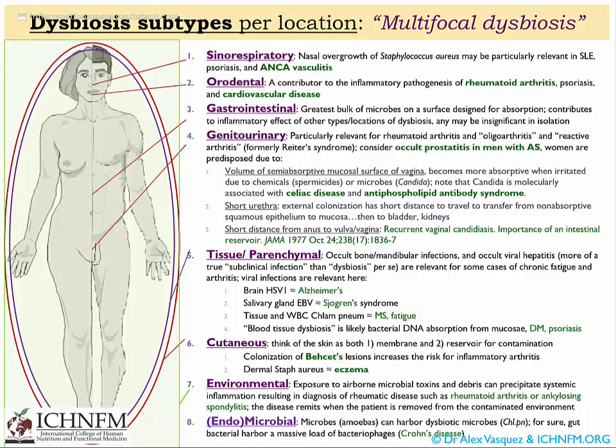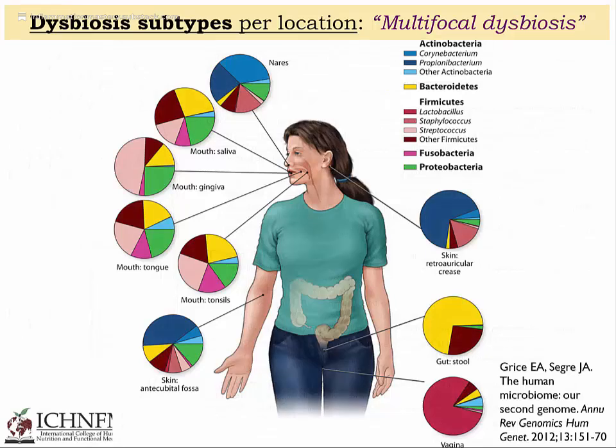Another diagram that represents this model is shown here, and this was published relatively recently in Annual Review of Genomics and Human Genetics in 2012. Let's take a moment and look at this diagram, and let's look particularly at the mouth, because the mouth actually has several different microbiomes within the same location or the same anatomic container, we might say. We see a different microbiome in the areas of saliva, the gums, the tongue, and the tonsils.